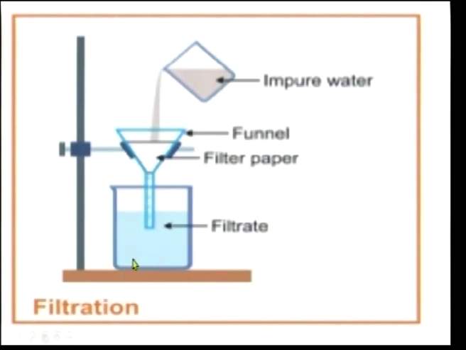So what is filtration, children? Impure water can be separated from the impurities. How? By using a filter paper. If you pour this impure water mixed with sand, if you pass it through the funnel containing a filter paper, the pure water will be collected as the filtrate. When it passes through the filter paper taken in a funnel, the sand gets collected in the funnel and the pure water is collected as the filtrate in the beaker.